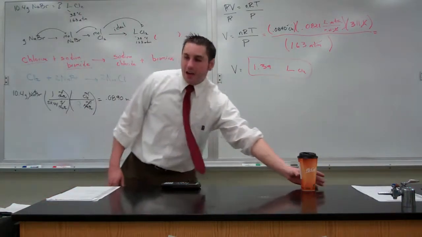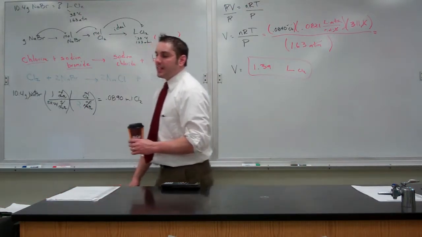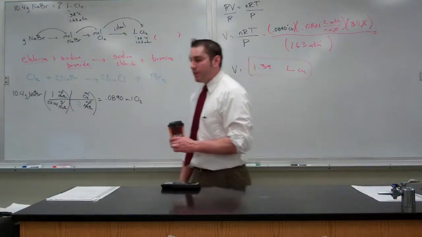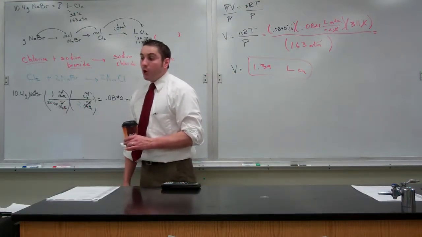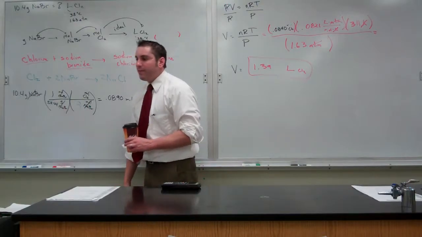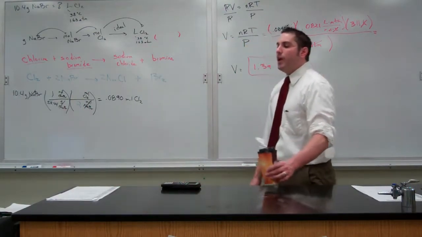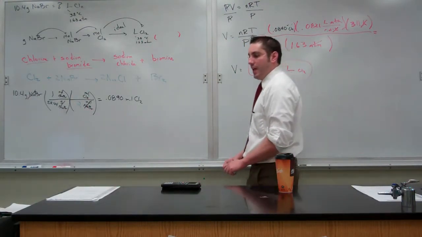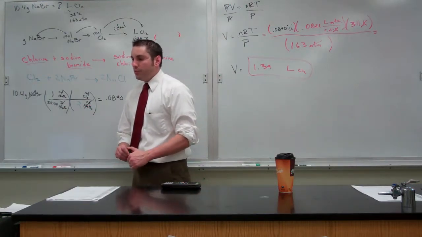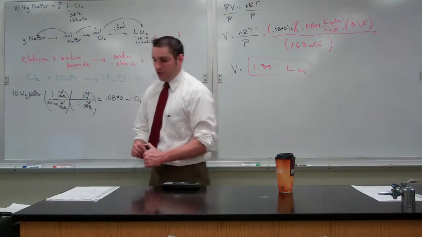Let's take a look at number 5. Number 5 says, how many grams of carbon must be burned to produce 2.53 liters of CO2 at 20 degrees Celsius and 732.5 mmHg.